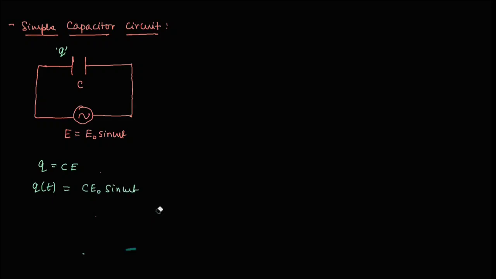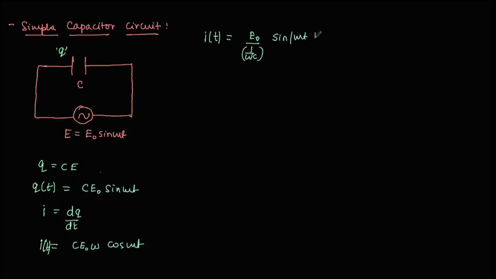So from this expression, if we wish to calculate the value of current, so current can be written as I is equal to dq by dt, and on differentiating this expression we say that the current as a function of time is turning out to be C E naught omega cos omega t. So if I modify this expression of current I as a function of time in this way, E naught upon 1 by omega C, and then I'm writing it in terms of sine omega t plus pi by 2. So sine omega t plus pi by 2 can be written as cos omega t.